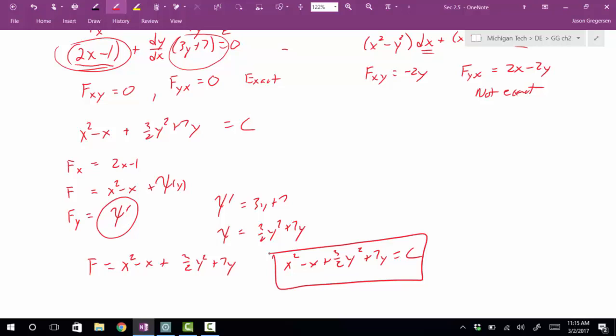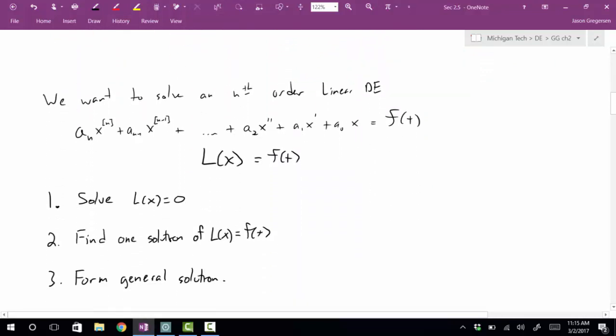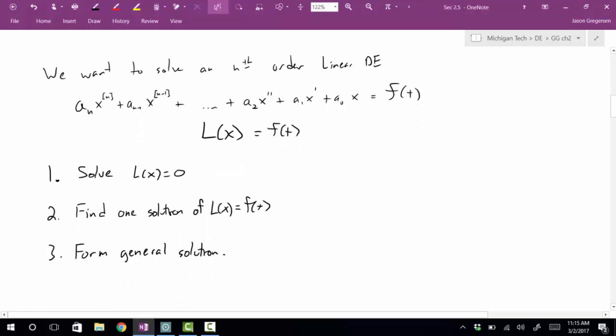All right, the topic for today then is to move on to section 2.5, talking about inhomogeneous differential equations.